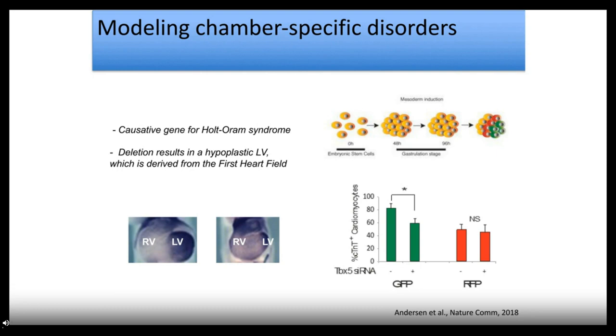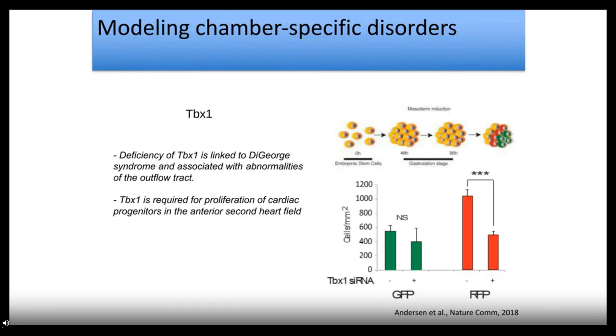chamber-specific events. And as another example, we have the gene TBX1, which is one of the genes we use to identify the second heart field. But deficiency of TBX1 is linked to a condition called DiGeorge syndrome, which is associated with abnormalities of the outflow tract.